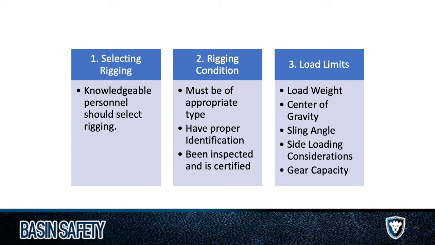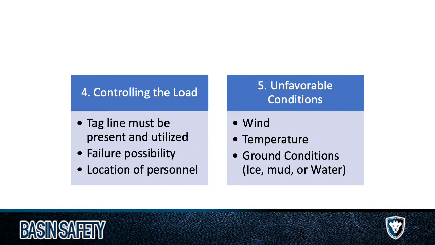So the load limits, we need to understand the load weight, center of gravity, sling angle is important, side loading considerations if we are doing that, and also the capacity. All these things matter. Then controlling the load, making sure that we have a tag line. This is another thing that I see. My biggest gripe with lifting and rigging and crane operations is people do not use tag lines. It's the weirdest thing. They use their hand, they leave it alone entirely, but if it's lifted, it needs to have a tag line on it, if it's lifted by a center point, like a crane, not a forklift.